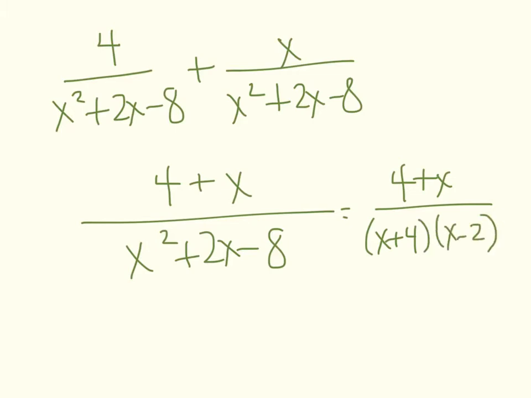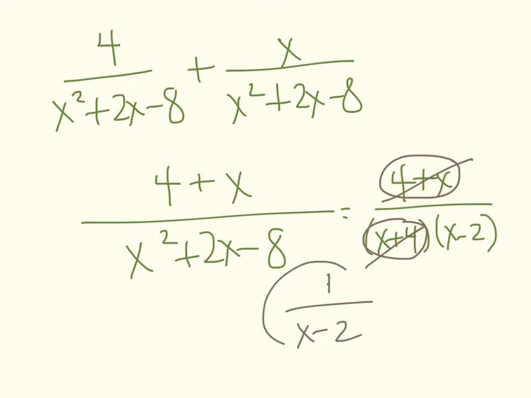Now, although these look a little different, 4 plus x and x plus 4 can be canceled. They're the same thing. Look at it this way. The x is positive here, the x is positive here, the 4 is positive here, the 4 is positive here. They're actually just in a different order. These are not opposites. Opposites would be if there was a minus sign. These are pluses, so they are not opposites, giving me a final answer of 1 over x minus 2.